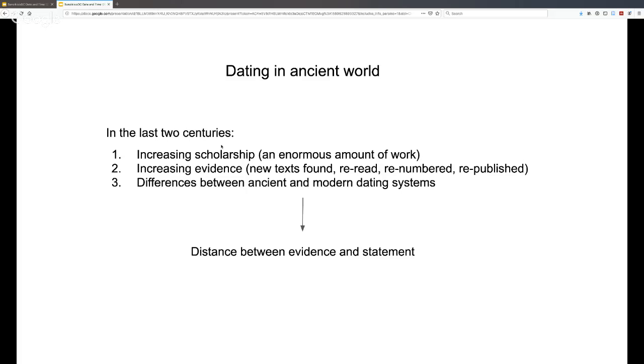So that's why we can say that we have a distance between evidence and statement, in the sense that, first of all, we have this distance because in order to understand and find information about our evidence, we have to go through a lot of scholarship, and then we have this distance in the sense that, of course, we have to convert to understand ancient dating systems.